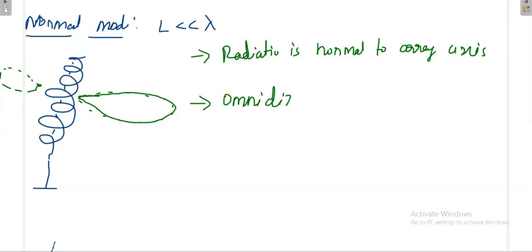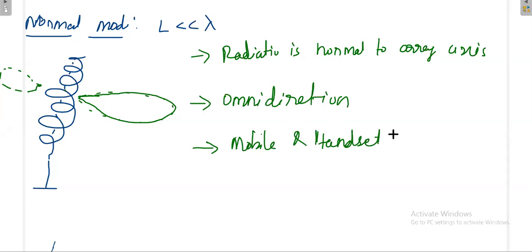As the radiation pattern is omnidirectional, this is used in walkie-talkies and mobile handsets, because we need it for practical purposes, like the phones used by police and so on. They use this mode, the normal mode of the helical antenna, for mobile and handset applications. I think you might have seen it in police phones. Then another question arises.